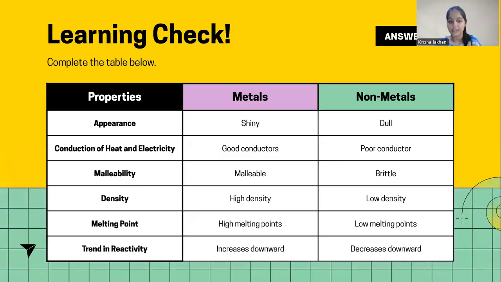Okay, so here are the answers. Shiny, dull; good conductors, and poor conductors. Malleable, it is malleable and ductile, whereas non-metals are brittle. Density: high density, low density. Melting point: high melting point, low melting point. Down the group increases, and here down the group decreases. If you have got all the points correct, 1, 2, 3, 4, 5, 6, 7 points correct. Ductility also I'm adding. So 7 points correct, I give you 7 out of 7. Please mark it over there and give a pat to yourself. Very good.